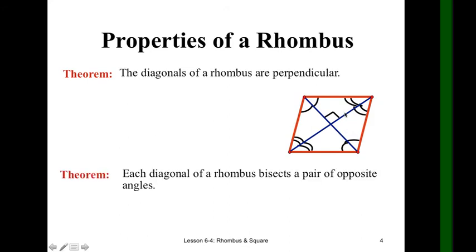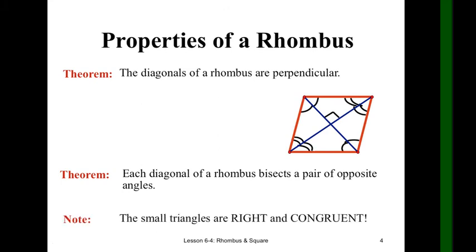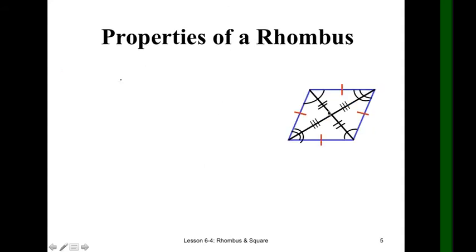Another theorem: each diagonal of a rhombus bisects a pair of opposite angles. Yan. Kaya pag nag-bisect, when you say bisect, dinidivide niya yung isang angle into two equal angles. Kaya yon. Note, the small triangles are right and congruent. So, lahat daw ng mga triangles na yan, small triangles na yan, are right triangles, at the same time, congruent sila. Lahat sila congruent.